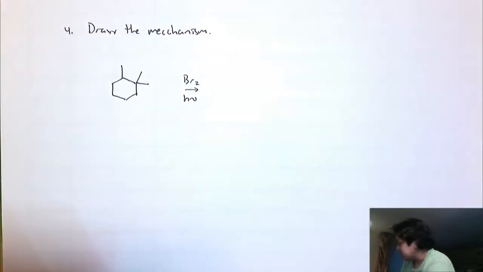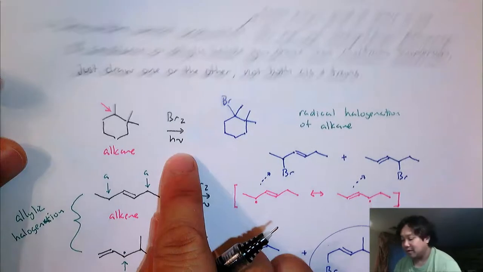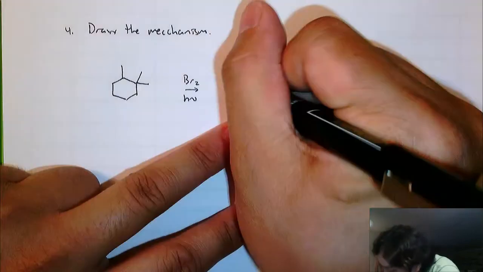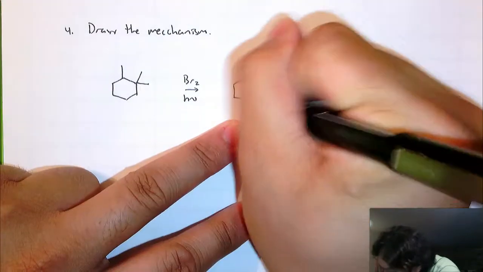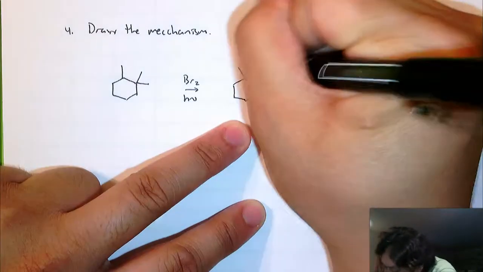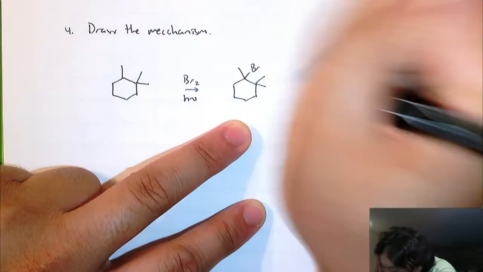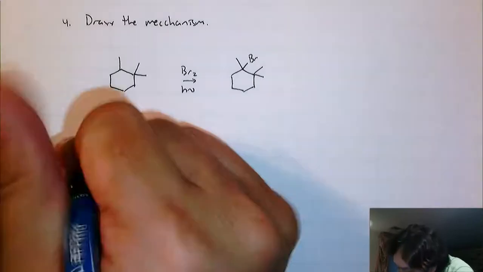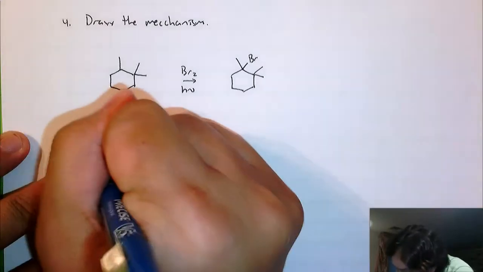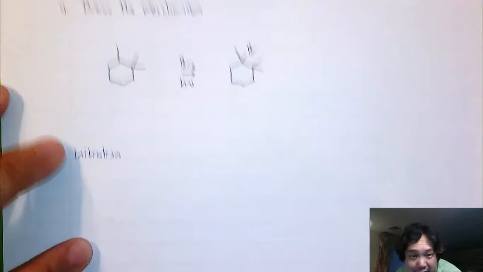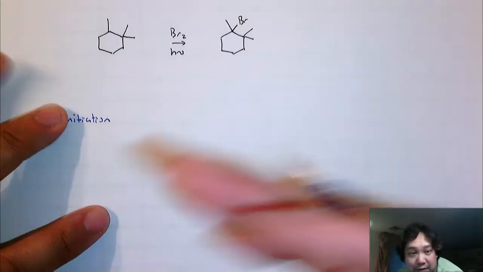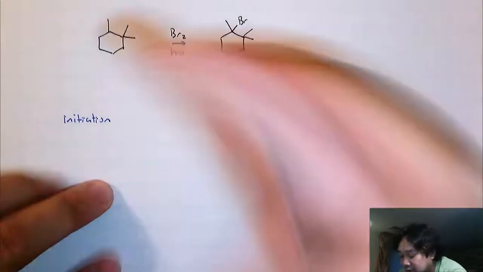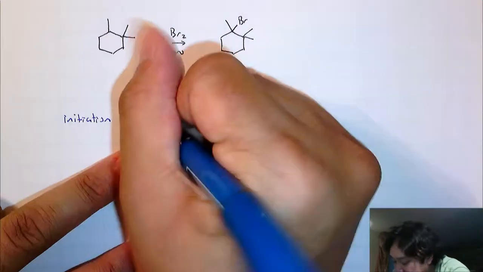This one right here. So the product we know already. We are now tasked with drawing the mechanism. It's kind of a big molecule, but we could do this. Initiation. If you've studied your notes already, why don't you pause the video and see if you could do the mechanism before you see me doing it.